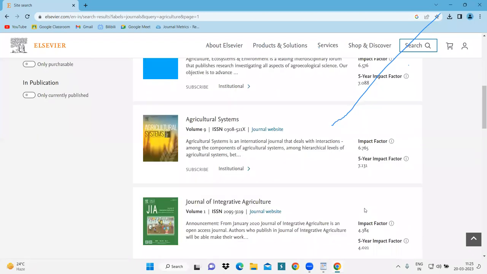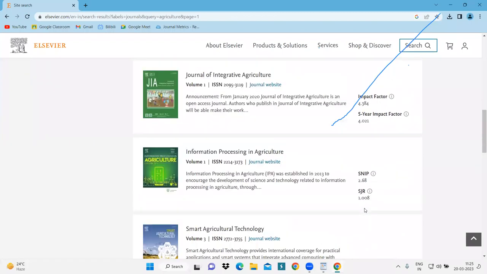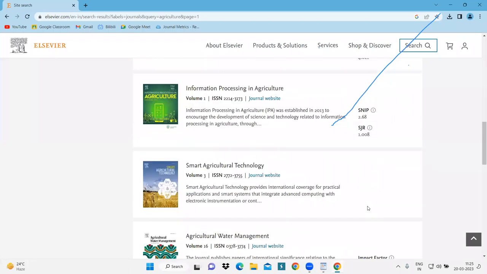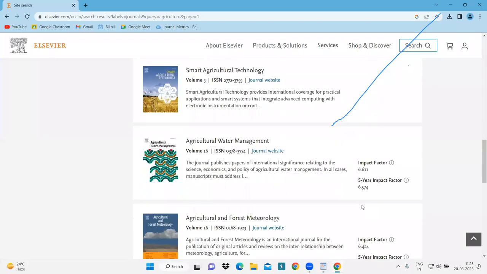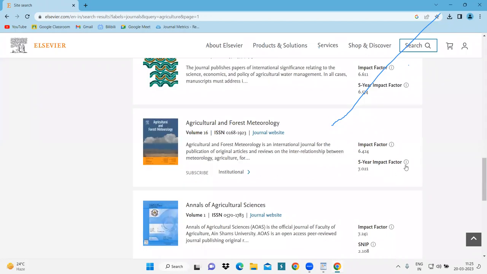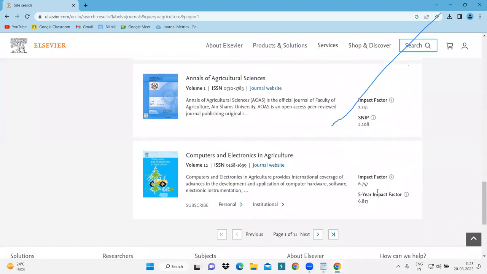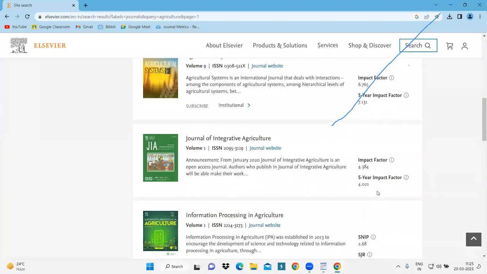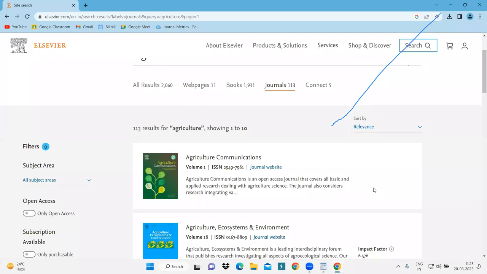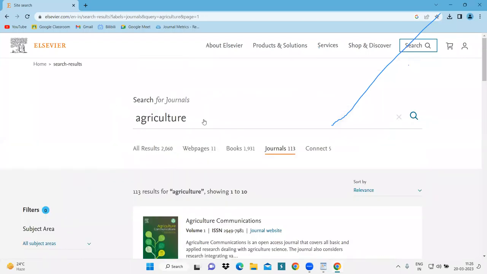6.57, 6.76, 4.38. SNP, SJR of the different journals are available. 6.61, 6.4, 7.2. So these are the impact factors. SNP, SJR is there. So what else do you want?